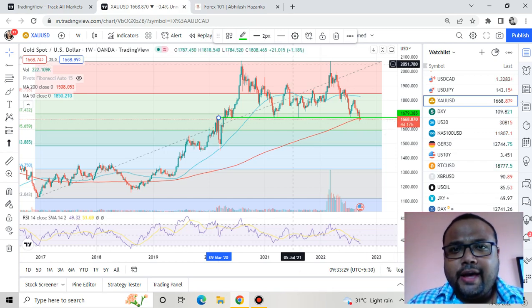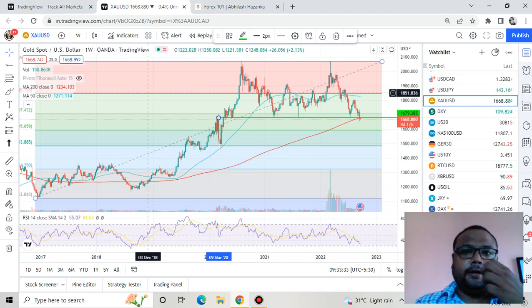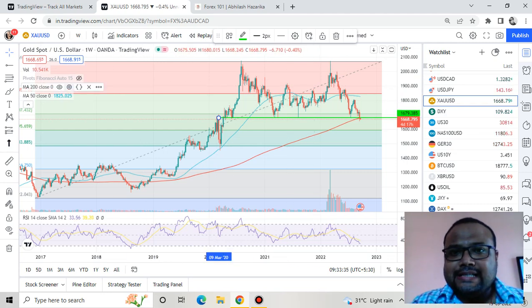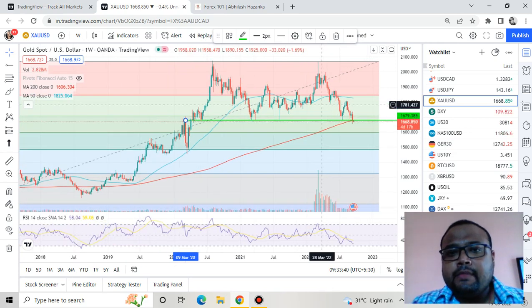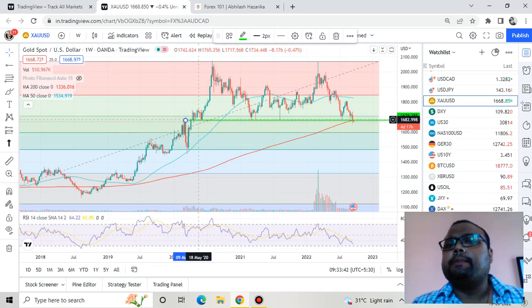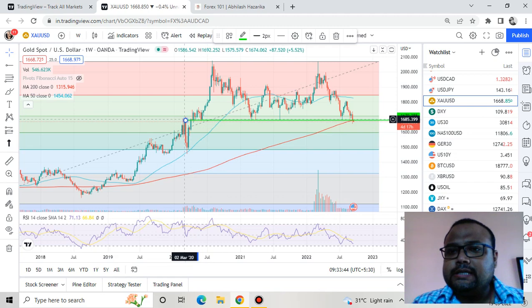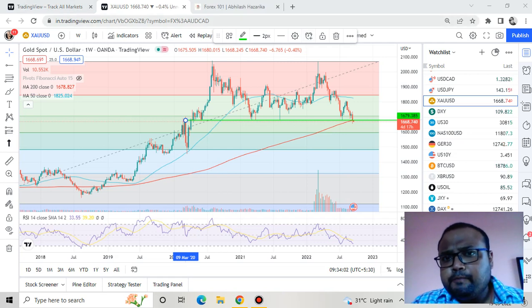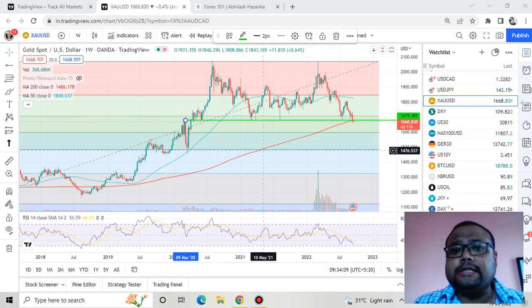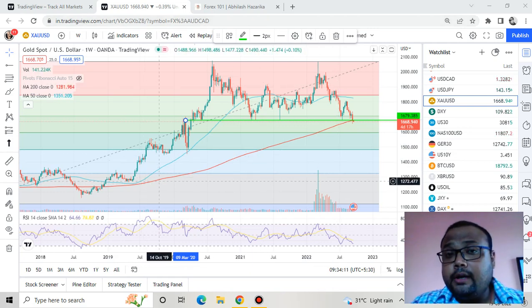So today I'm in the weekly time frame. This is the weekly time frame of gold, and as we can see, gold is right now standing at 1668, and we had a big support around 1680. We all know it very well that 1680 was a very strong support for gold, but right now gold is trading below the strong support of 1680, and gold is standing at the 200 moving average.